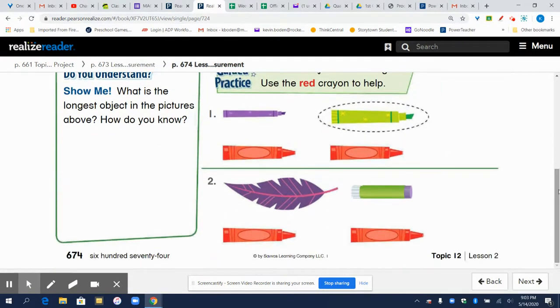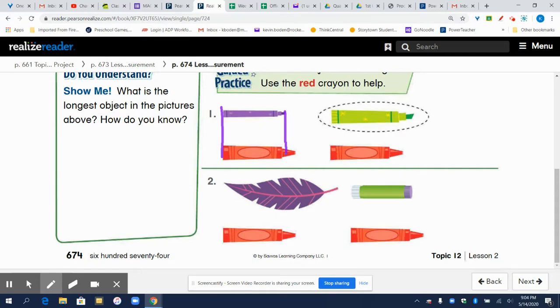Number 1, they already did for us, but I'm going to look at it anyway. It says use the red crayon to help, and we're going to find out which one is longer. Now, if you look at the red crayon and the purple crayon, they are pretty close to the same length, but definitely that purple is a little bit smaller. That's why I drew those purple lines there.